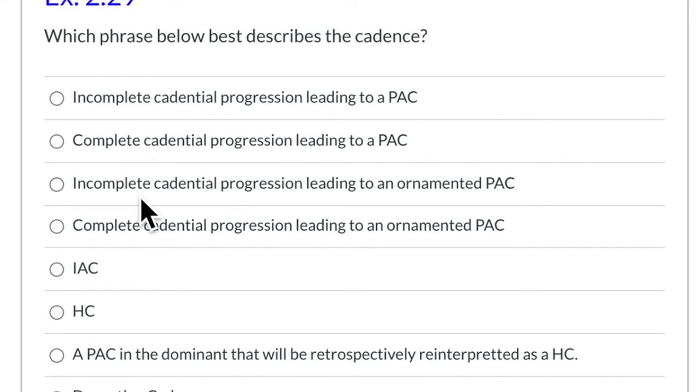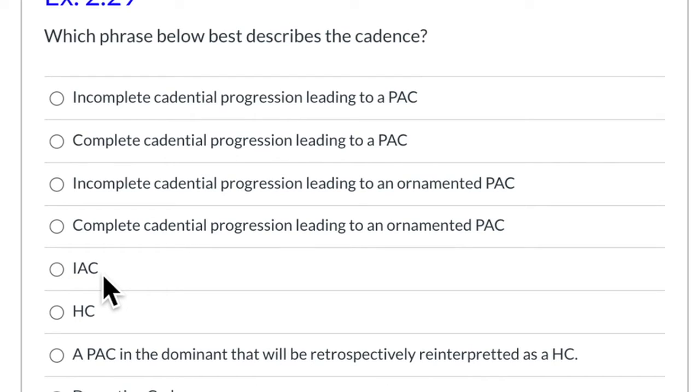The next two also refer to incomplete or complete, but this time it's leading to an ornamented perfect authentic cadence. And by ornamented, that usually refers to the inclusion of a cadential 6/4 that resolves to 5/7 and on to the tonic. Usually cadential 6/4s do resolve to a 5/7, not always, but usually.